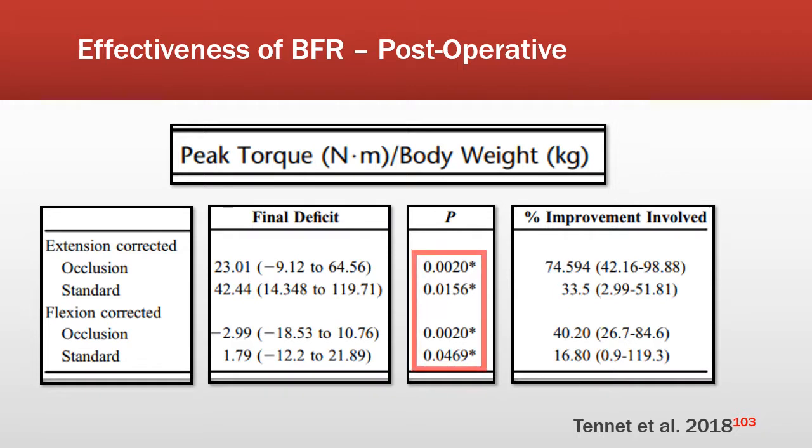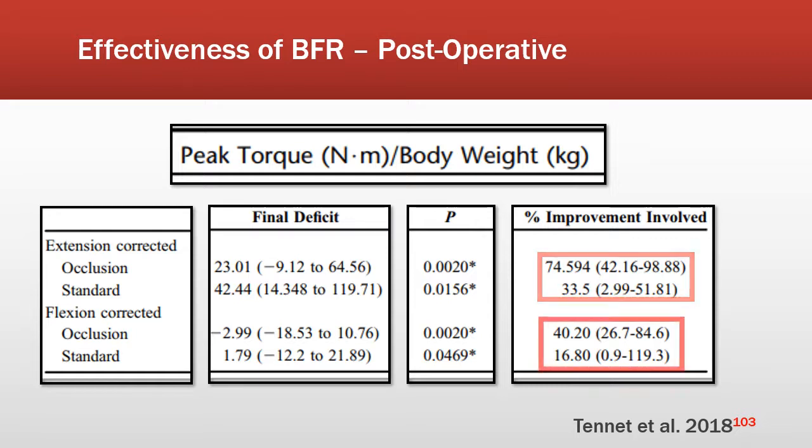Okay, peak torque. Here you can see that there's a statistically significant difference with the occlusion versus the non-occluded. 74% increase in the occluded group, 33% increase in the non-occluded group, right? Post-operative, this is significant, right? Within 8 weeks, if you can get a 75% increase in the knee extension torque, that's huge. And then again with the knee flexion, you can see that there's a 20% increase, or almost a doubling there of the knee flexion.